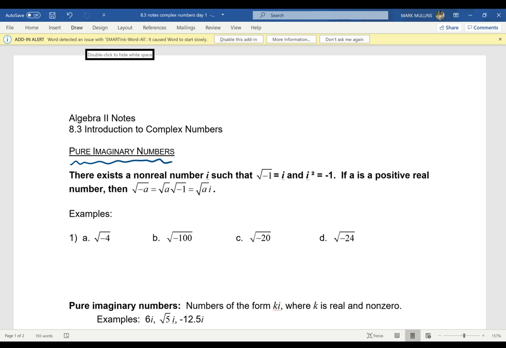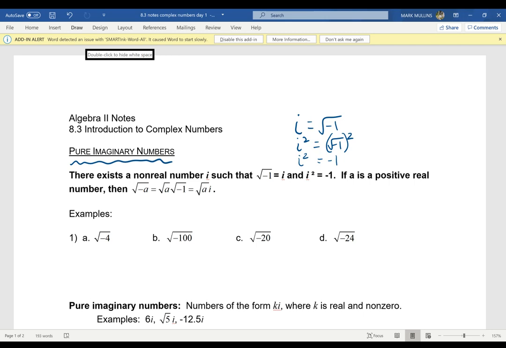I have written there exists a non-real number i such that the square root of -1 equals i and i squared equals -1. So let's think about where that i squared equals -1 comes from. I'm going to start out by writing i equals the square root of -1, and then think about squaring both sides of that. So if I have the square root of -1 and then I square it, my square root and my square are just going to make a -1.